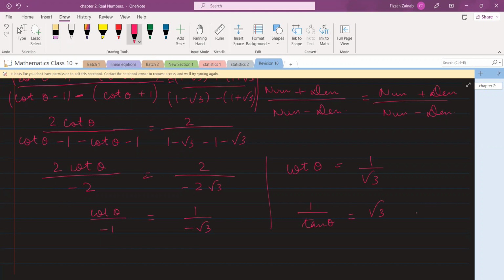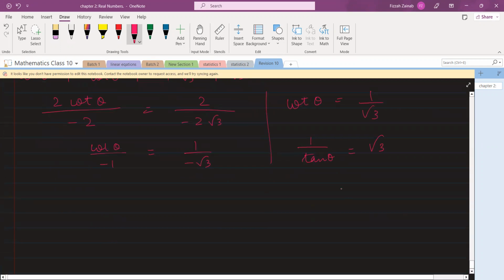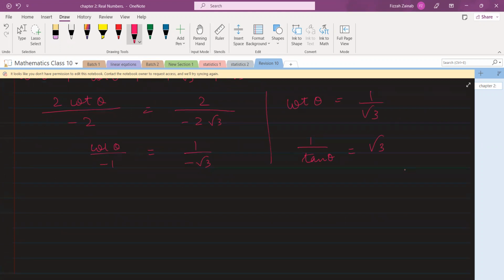Or you can write cot. So I've just taken reciprocal on both sides. Is that clear? No, wait. It will not become tan. Sorry, my mistake. Okay, just wait.